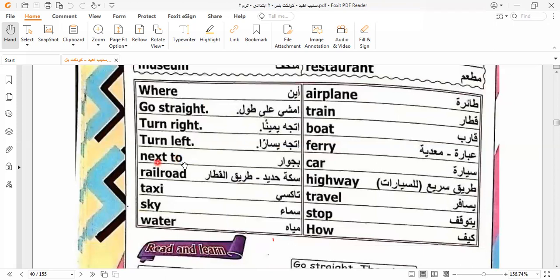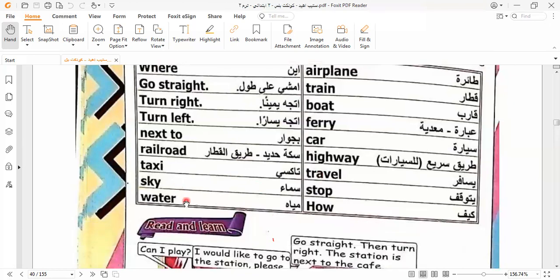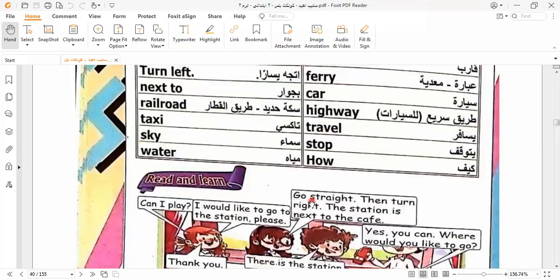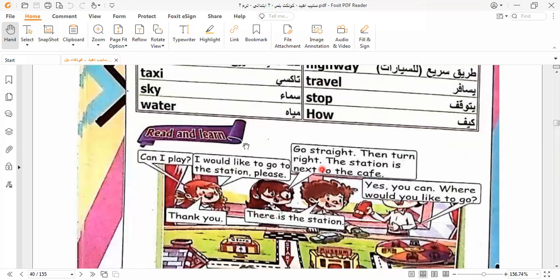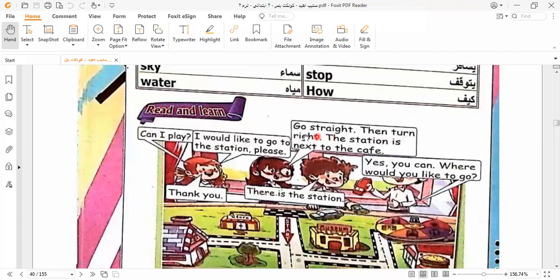Next to is a preposition, a complete preposition, so you can't write anything except next followed by to. Next must be followed by to. Next to we have car, real road, highway, taxi, travel, sky, stop, water. Let's reread this text and know more about our lesson.